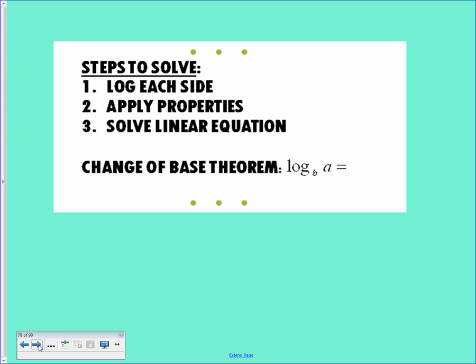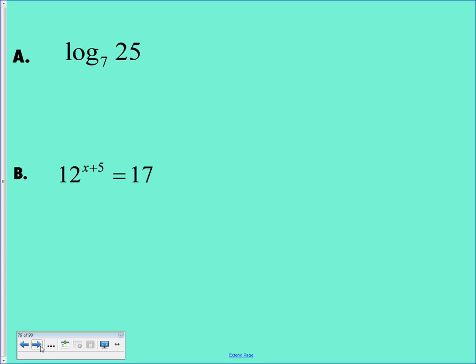Okay, so the steps to solve are written right here for you, and there's also a theorem here, which is the change of base theorem, which says if we have log base b of a, that's the same thing as log of a divided by log of b. Okay, and the reason we have that is so that we can do questions like example A on our calculator. The only base your calculator has is base 10.